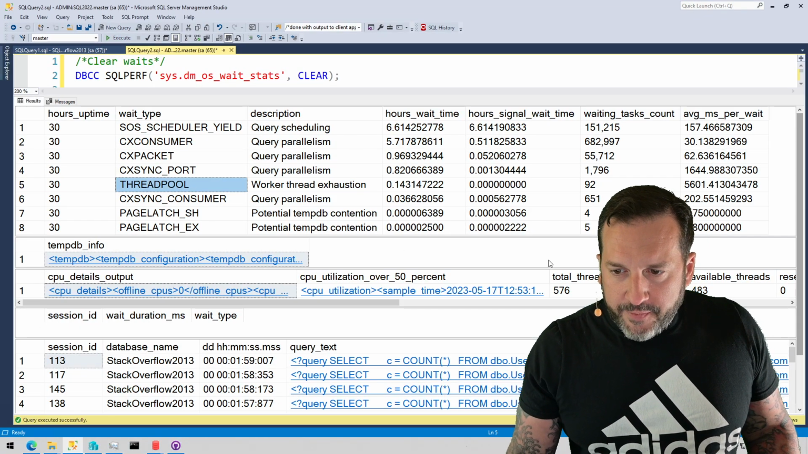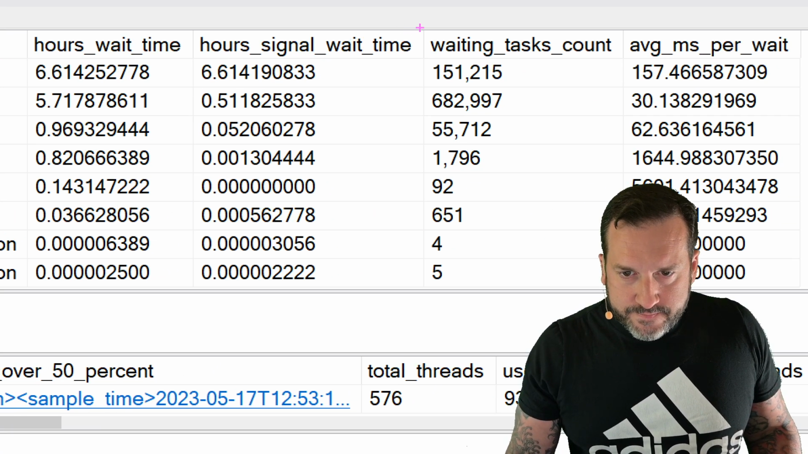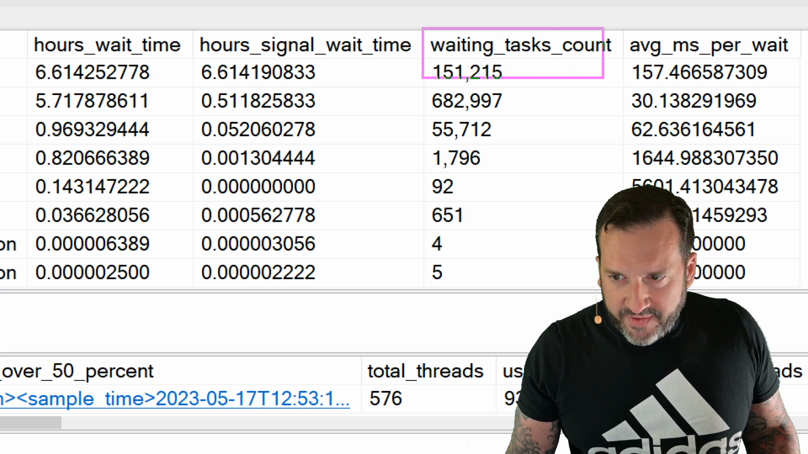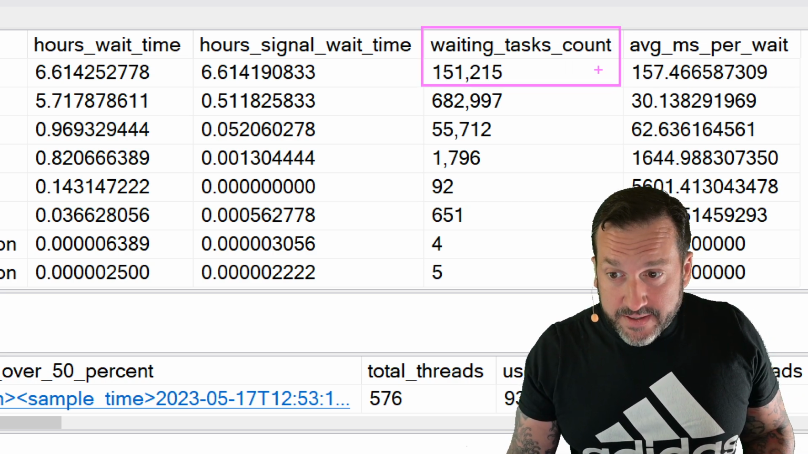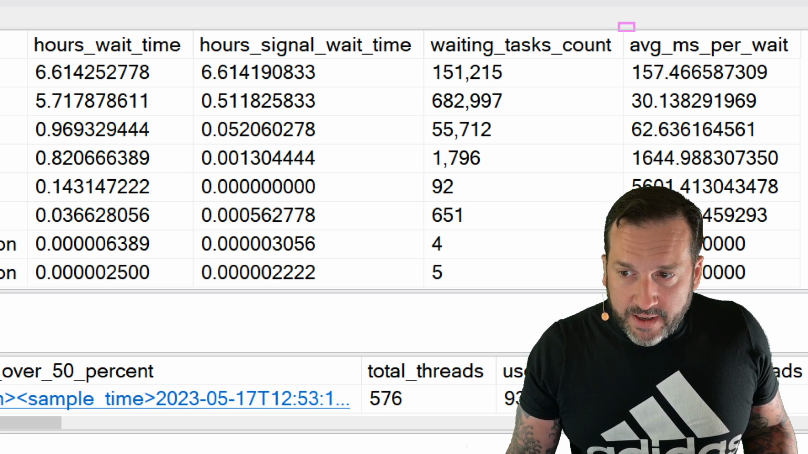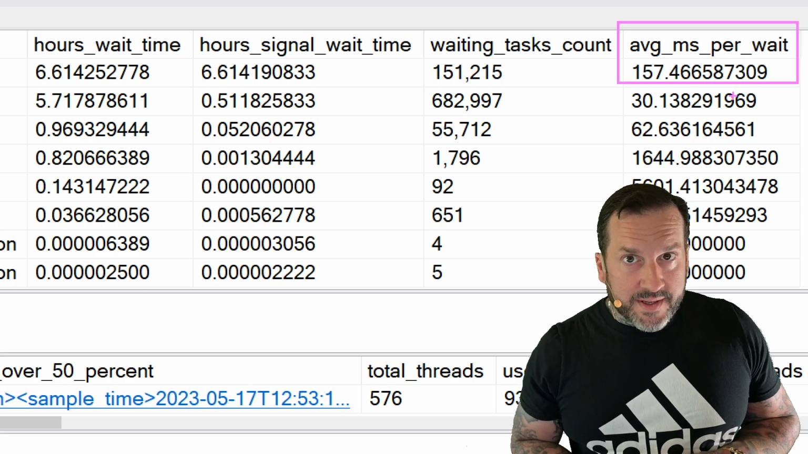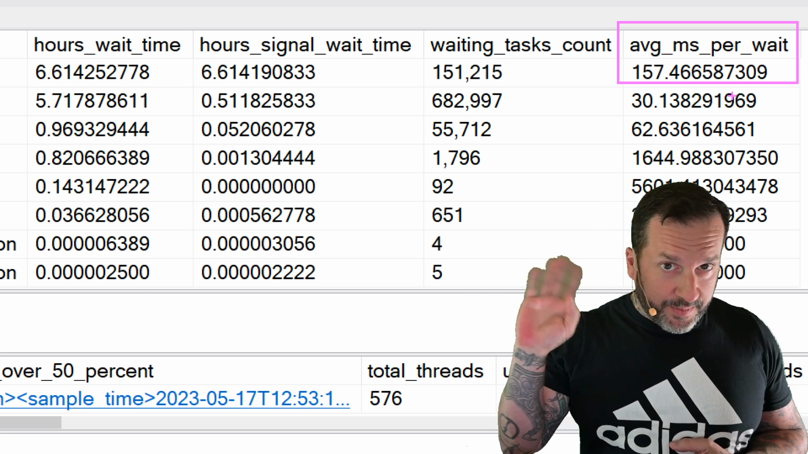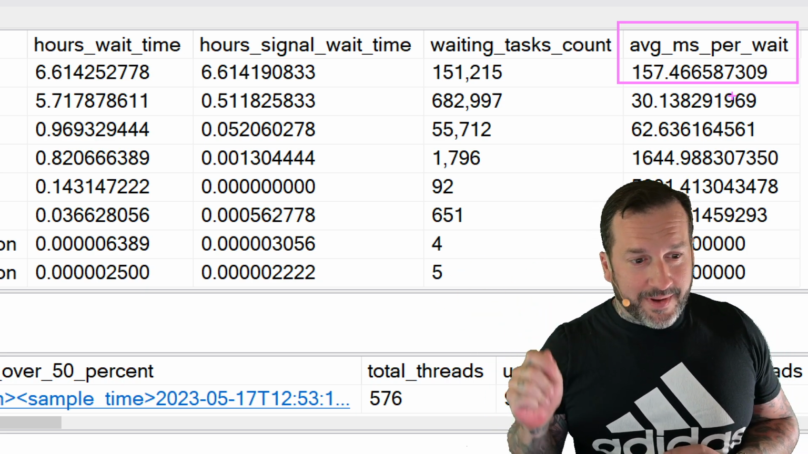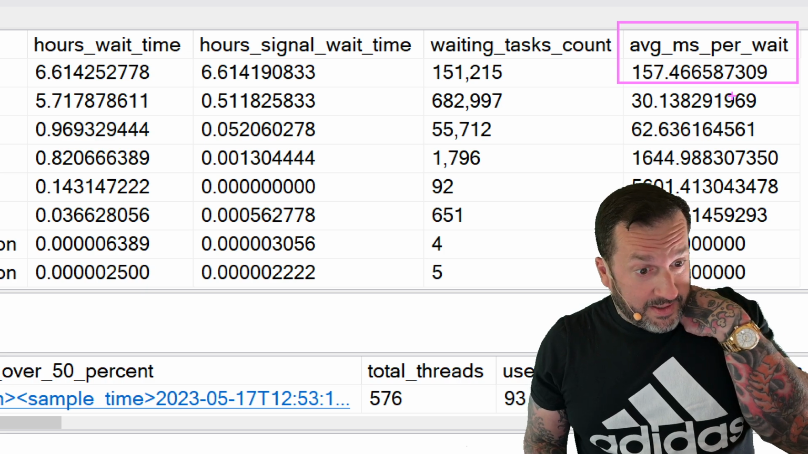And if we come over here a little bit, we have had 151,215 waiting tasks, and on average they waited 157 milliseconds for CPU attention. Right, that's queries just saying, "I'm ready to go. Can the CPU pick me up, please? Waiting for my CPU driver." So that's not a good situation.